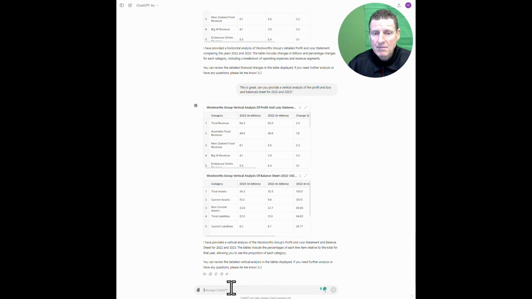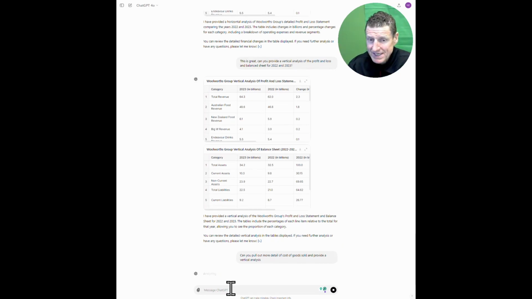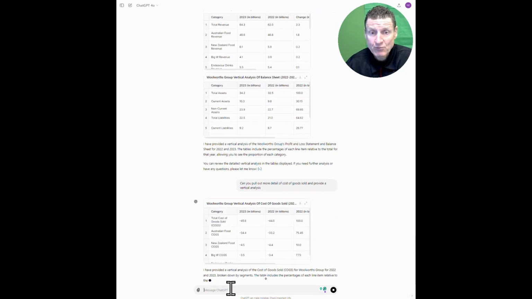And maybe we could ask, can you pull out more detail of costs of goods sold and provide a vertical. Let's just see if it can pull out a little bit more detail of cost of goods sold, because remember, in the textbook, revenue is one sure red flag area for fraud, and also inventory is another big red flag area for fraud. So we need to pull out cost of goods sold so we can see if there are any red flags in the inventory.